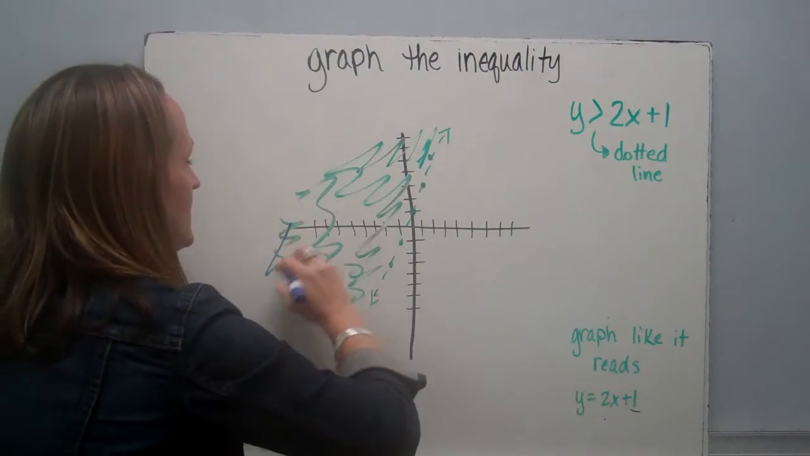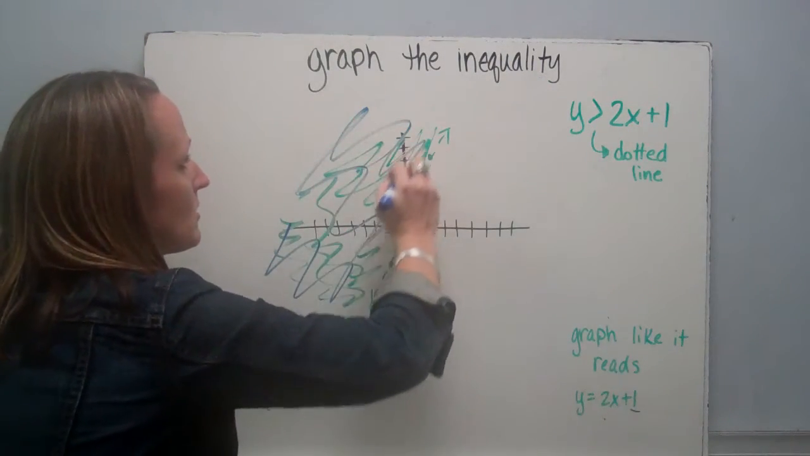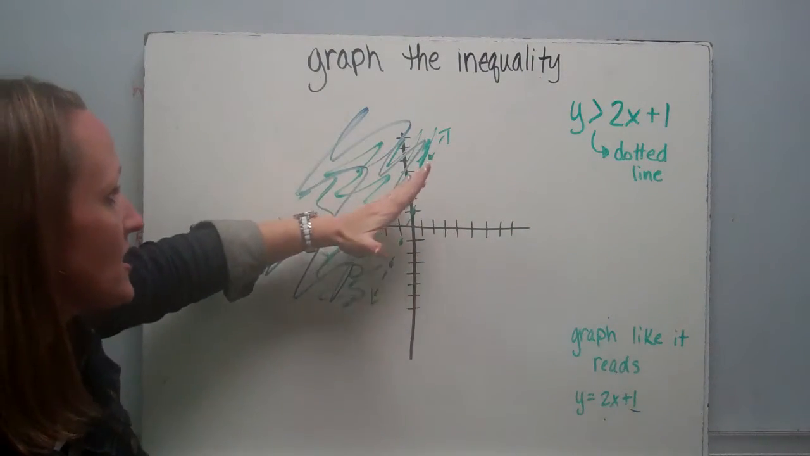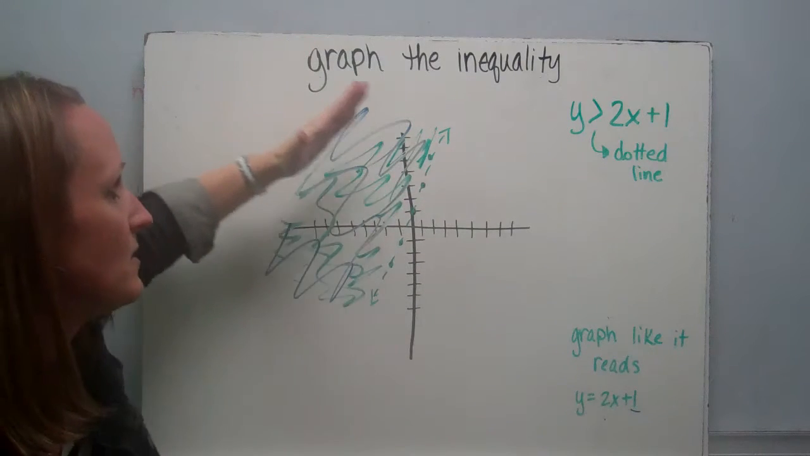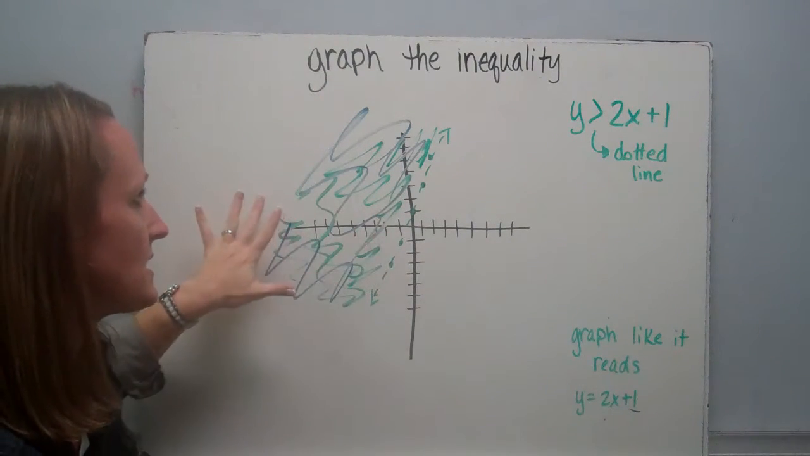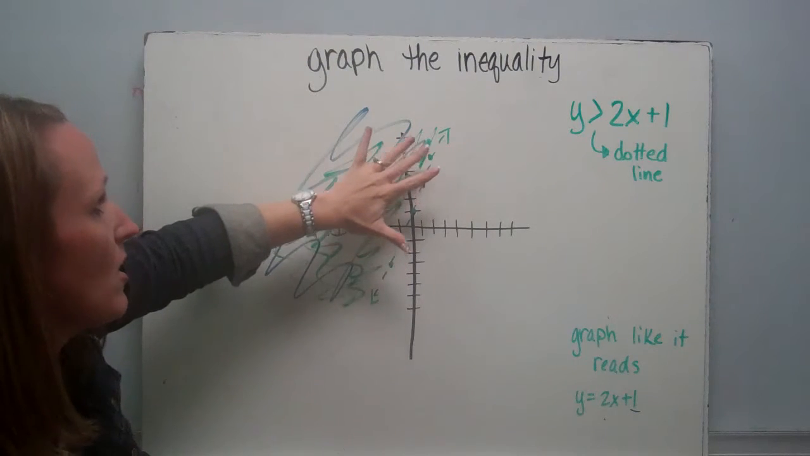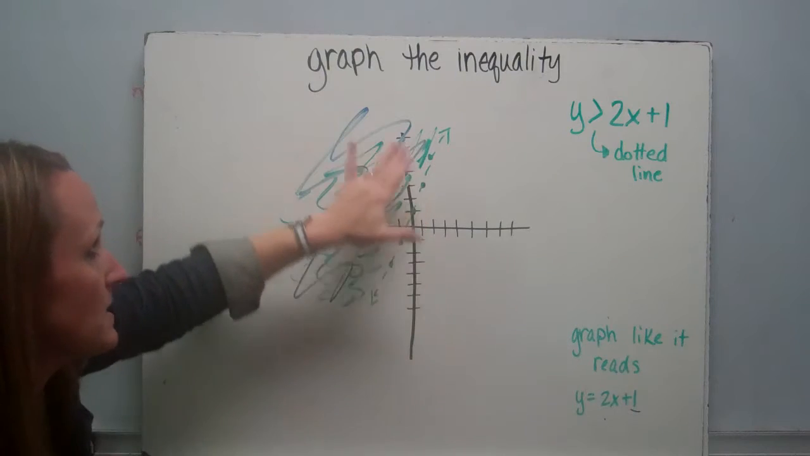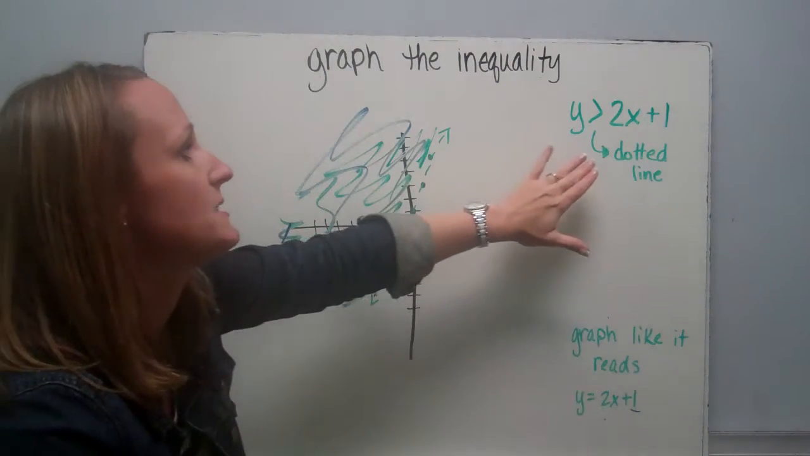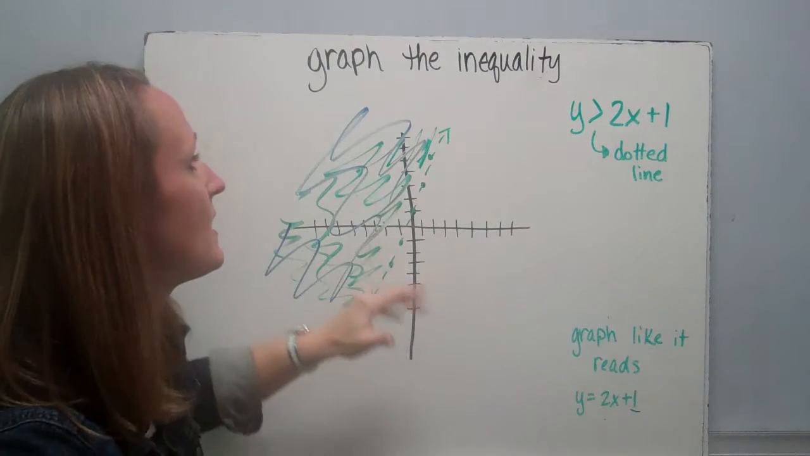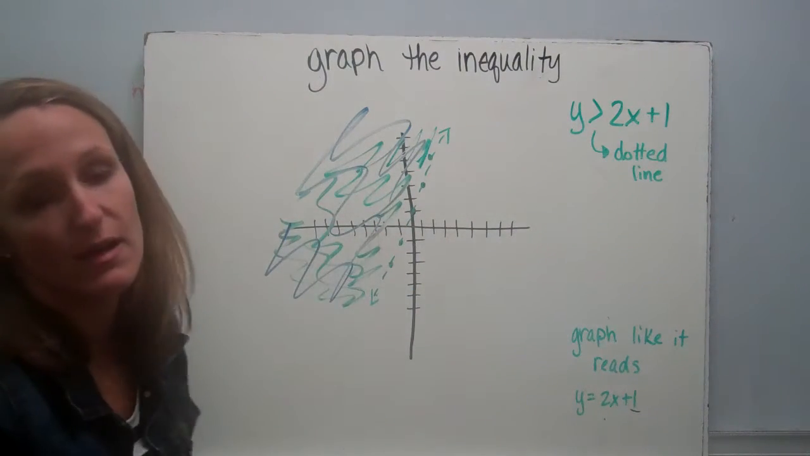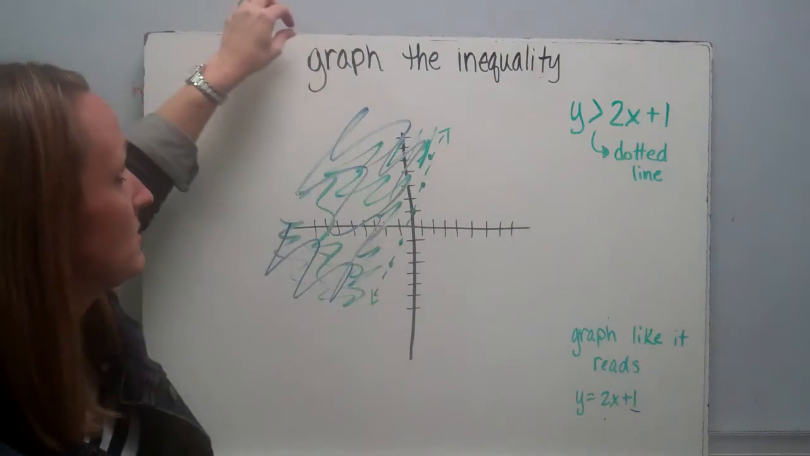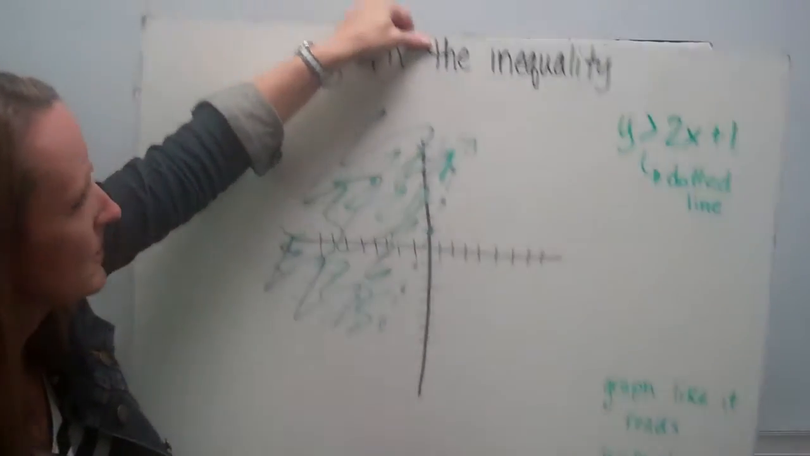And now I have shaded all of this up here because y is greater than 2x plus 1. Since it's greater than, I've shaded in all of the area above 2x plus 1. Now yes, some of that does include negative, but it also includes all of this area above positive 1. So again, I made a dotted line because it was just a greater than sign, and then I shaded the area above the line. That's what differentiates this from just graphing an equation.